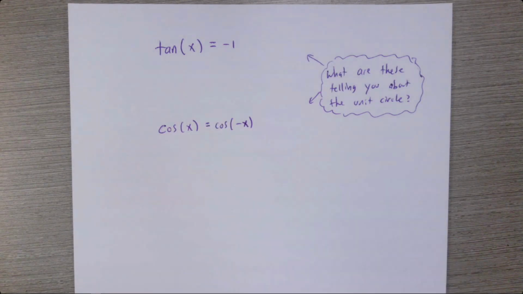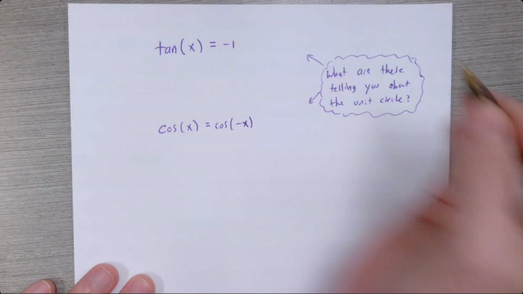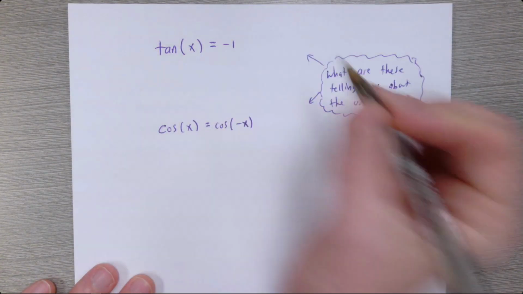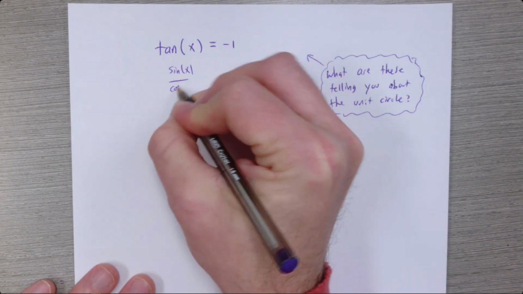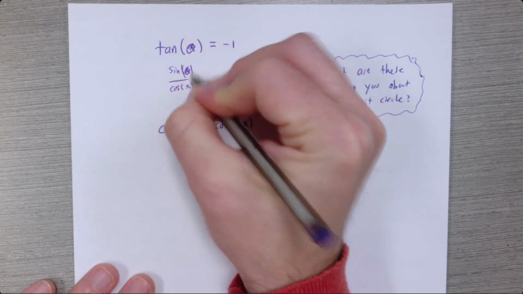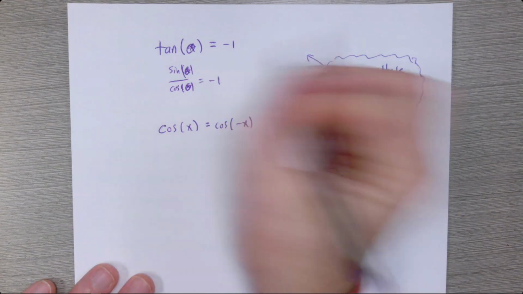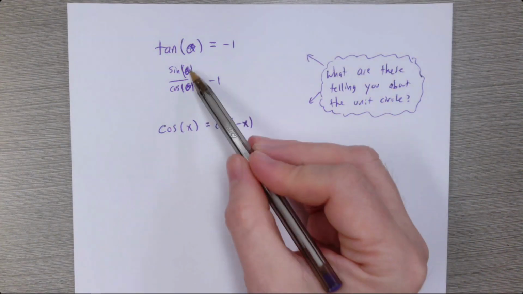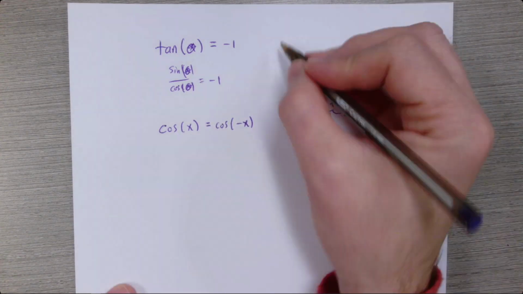I guess we could start with these. So tan x equals -1. You could think, okay, so what is tangent x actually referring to? It's sine x over cosine x. And actually, I'm going to rewrite this with thetas here, so that way we can save x for an x coordinate. So what does it mean if sine theta over cosine theta is -1?